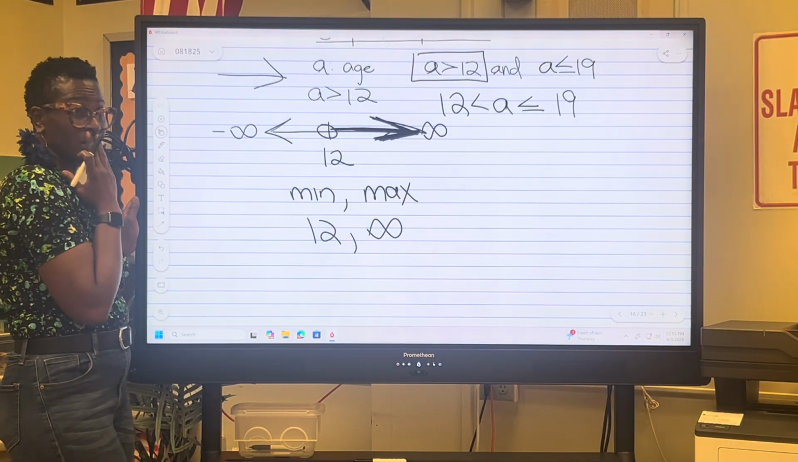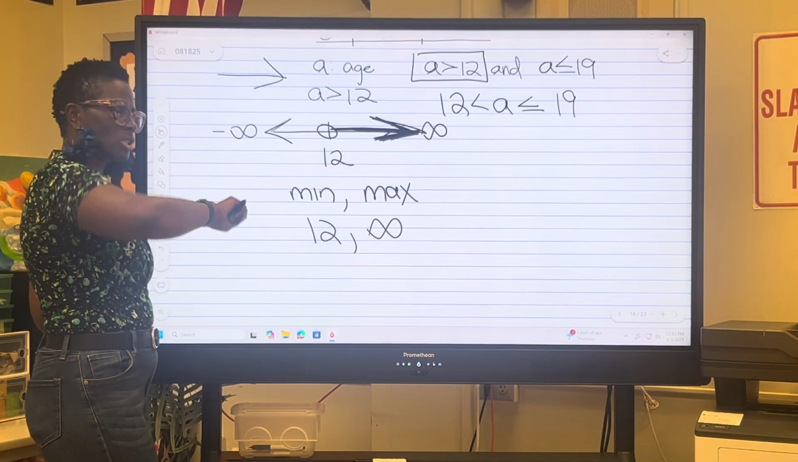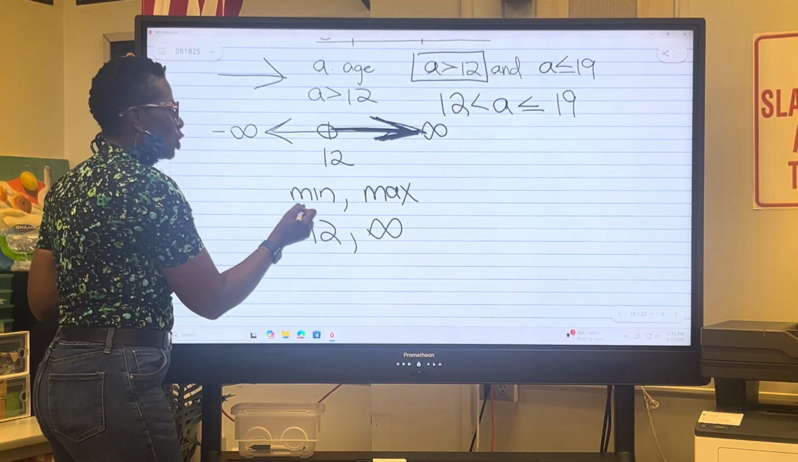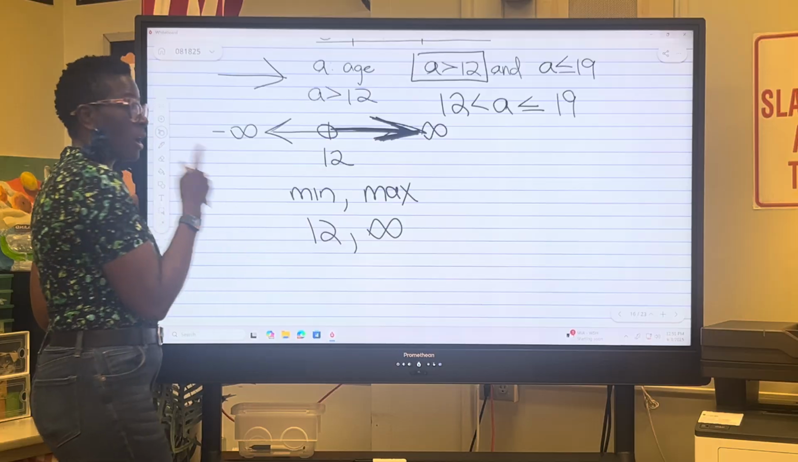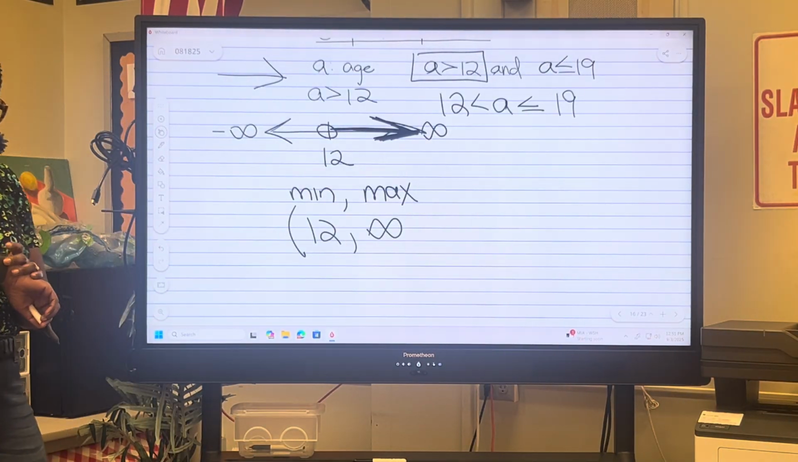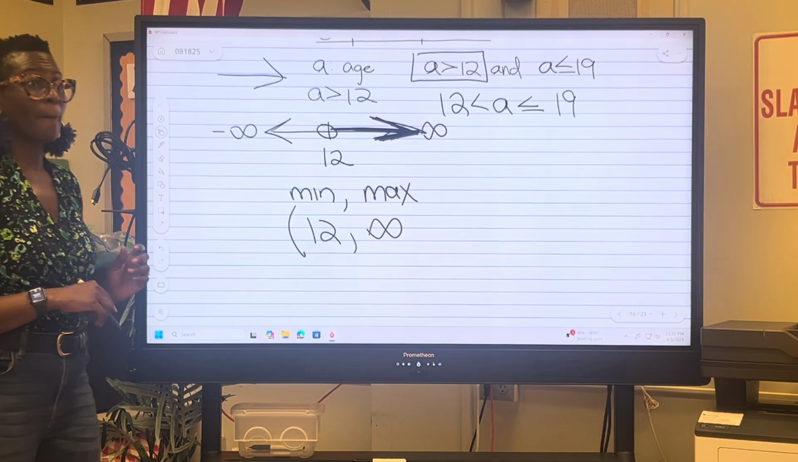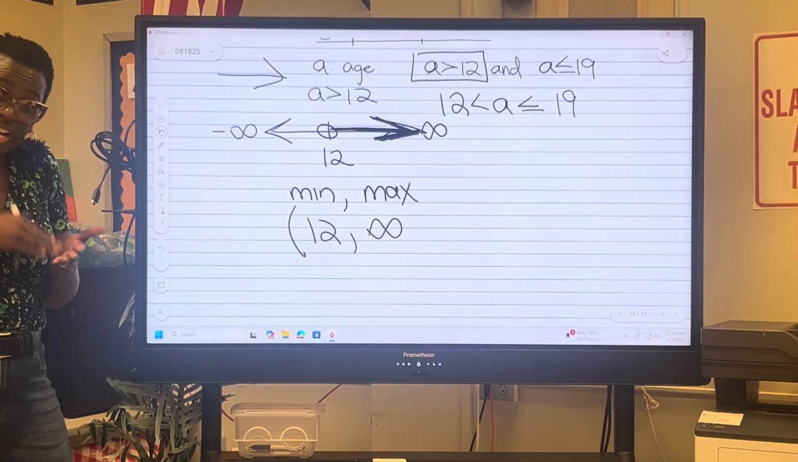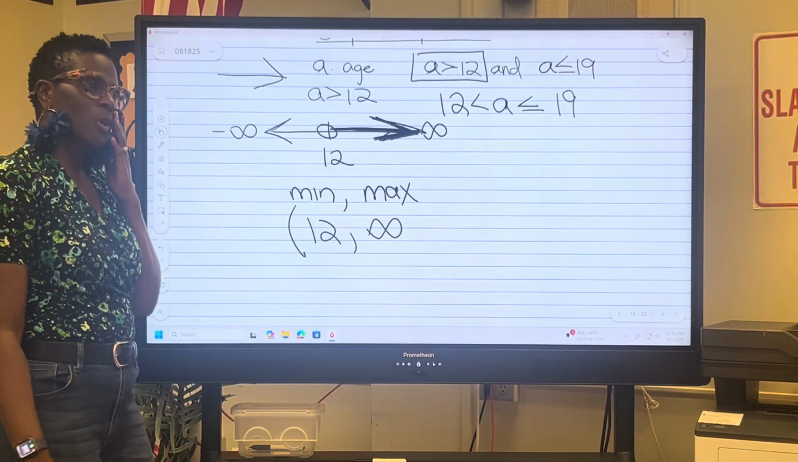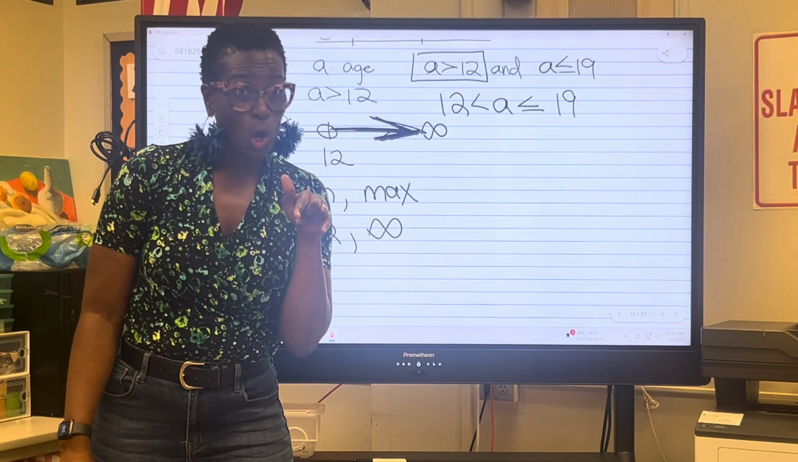Are y'all following? All right. You told me it was inclusive or exclusive? Exclusive. So am I going to use a parenthesis or a bracket for the 12? Parenthesis. When do we use brackets? When it is what? Inclusive. That means it includes that value, right? Now let's look at infinity. What am I going to put on infinity? Am I putting a parenthesis or a bracket?